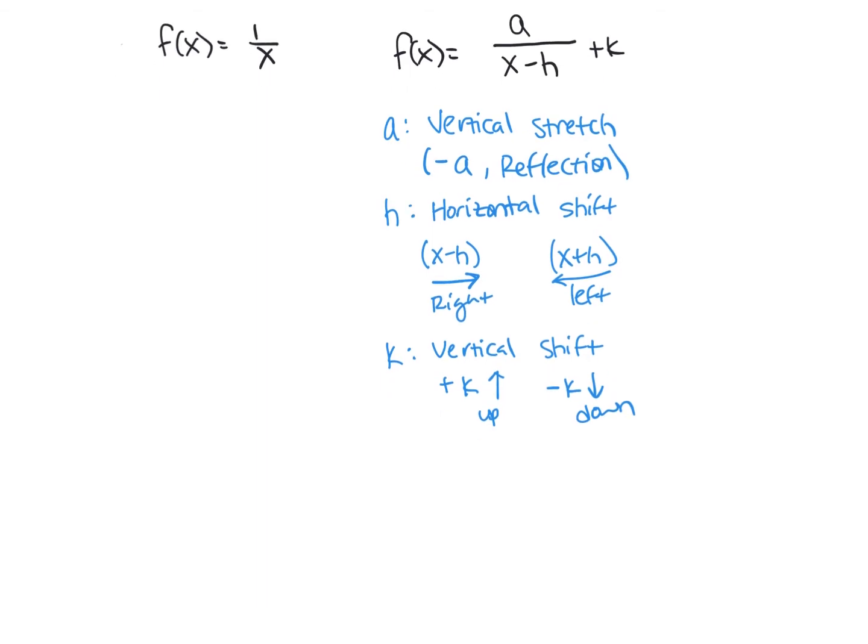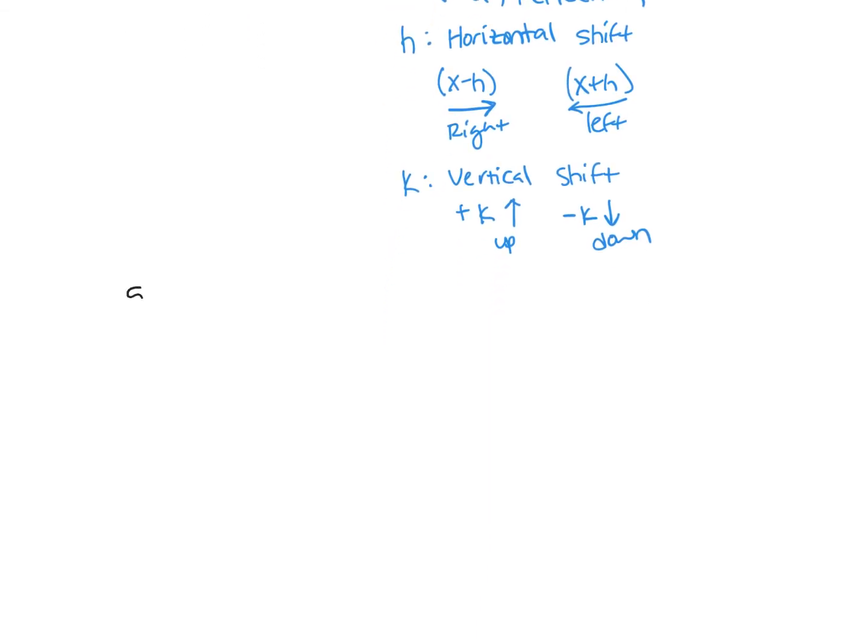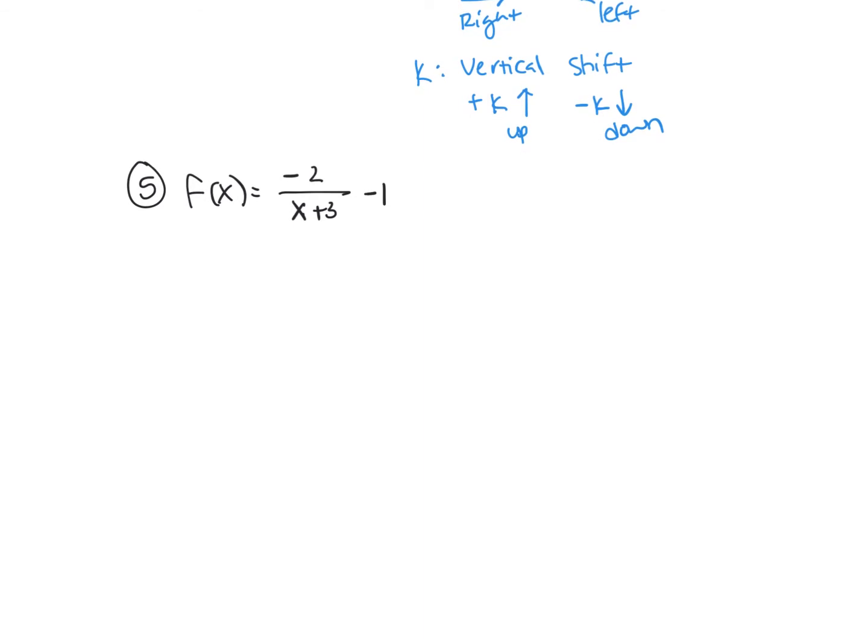So we'll be going over those transformations a little bit more in the next video, but they're important just to know this format. So if we take a look at problem number 5, that's f of x is equal to negative 2 over x plus 3 minus 1. So we can see that we do have a vertical shift, a horizontal shift, a vertical stretch, as well as a reflection. So the first question, or part A, is going to ask us for a vertical asymptote.